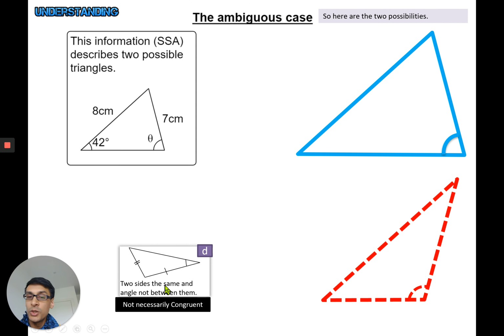Having two sides the same and the angle not between them does not necessarily prove that the triangles are congruent, because of the ambiguous case. This will come up in advanced trigonometry when you get to year 11, but you're probably not going to come across this in terms of needing to explain it until year 11, when we get back to school.